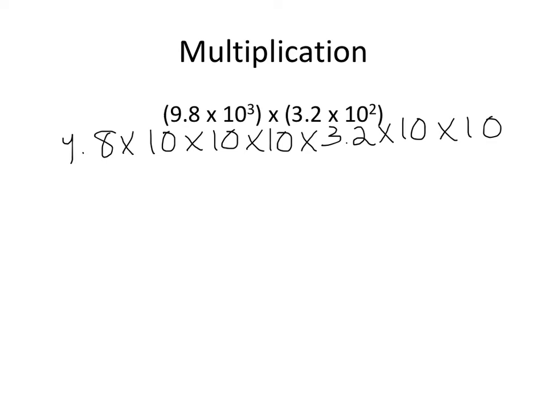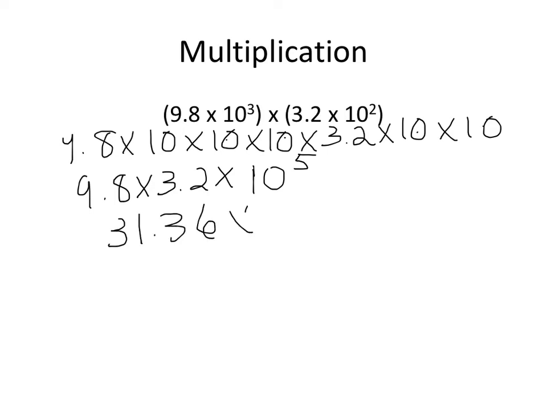So I'm going to rearrange it a little bit. I'm going to make that 9.8 times 3.2 times, and now I'll have all the tens. And I might as well shorten that up right now, too. That's already 10 to 1, 2, 3, 4, 5 tens. So I'll make it 10 to the 5th power. If I use a calculator and multiply 9.8 times 3.2, you get 31.36 times 10 to the 5th.